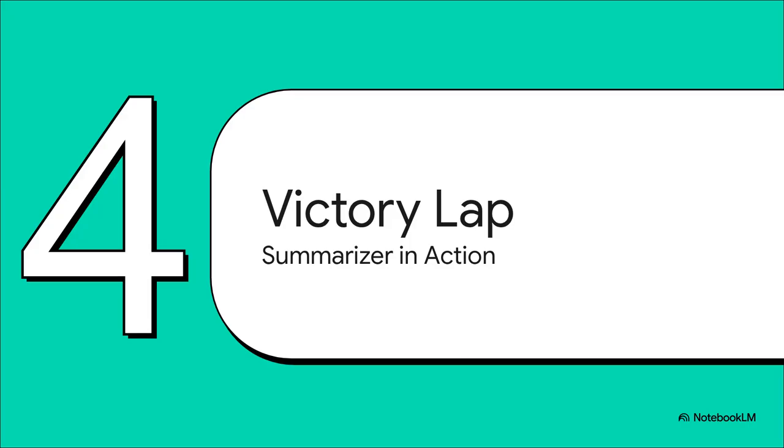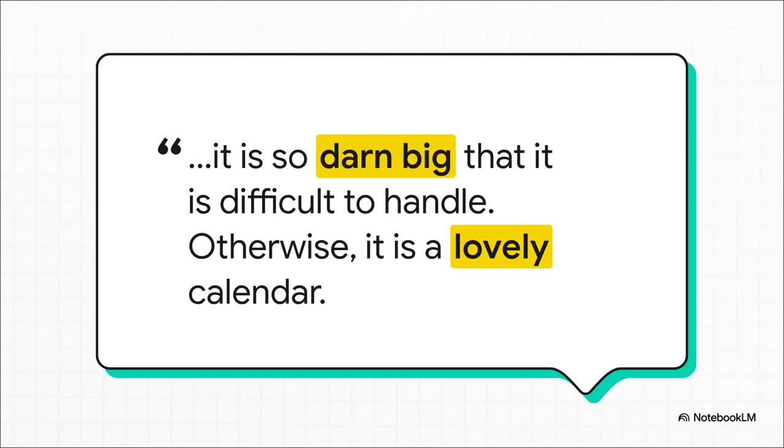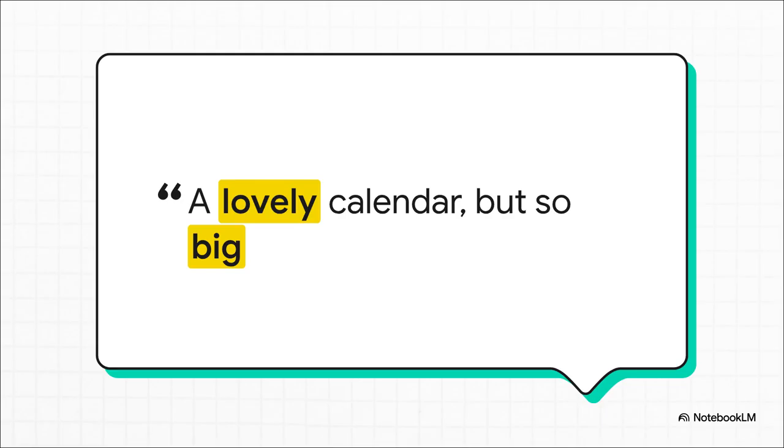A high score is great and all, but what does that actually look like in the real world? Let's take our brand new model for a little victory lap and feed it some reviews it has never seen before. Okay, first up, here's an English review for a calendar. The user loves it, but they have one specific complaint. It's just too big. So it's a pretty nuanced opinion. What will our AI make of it? And there it is, perfect. A lovely calendar, but so big.